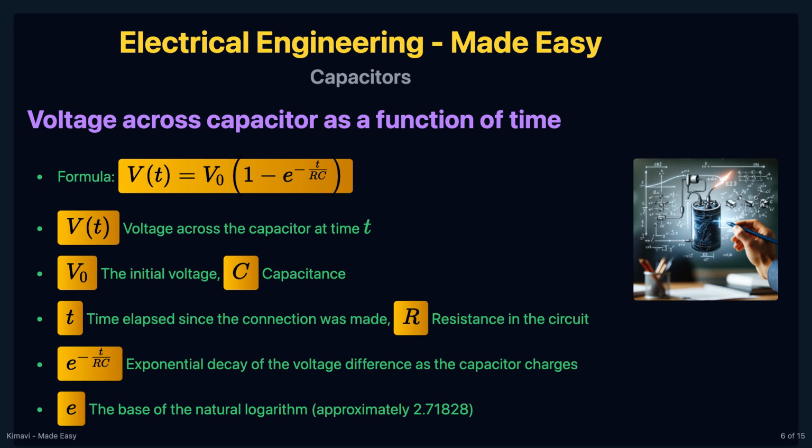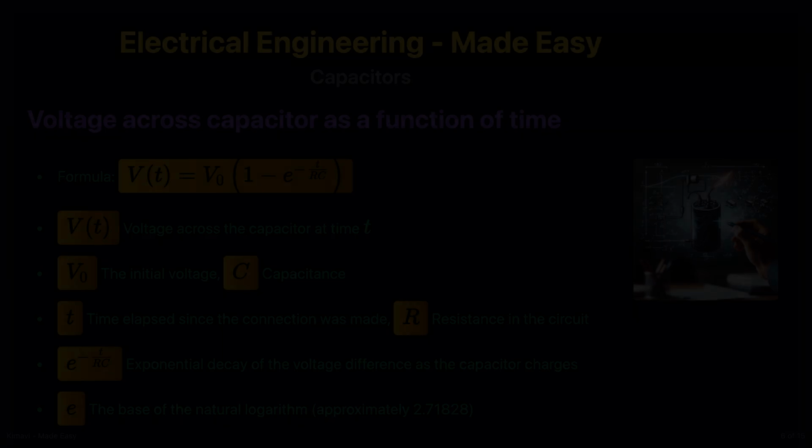The voltage across the capacitor as a function of time is described by the equation V(t) equals V0 times (1 minus e to the power of negative t divided by RC), where V0 is the supply voltage, R is the resistance in the circuit, and C is the capacitance.